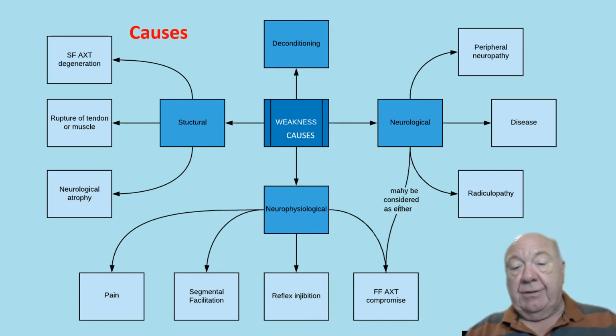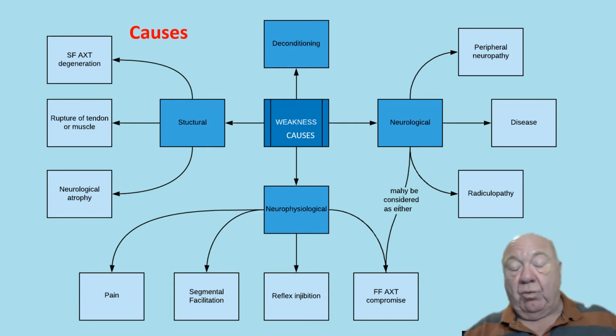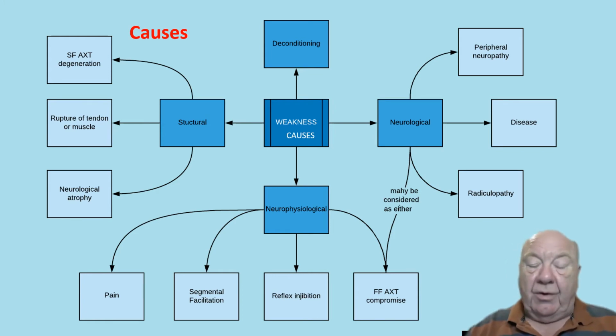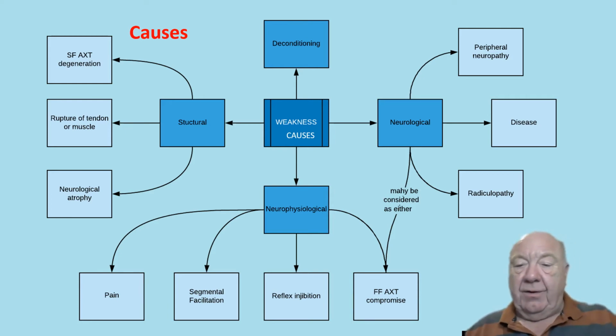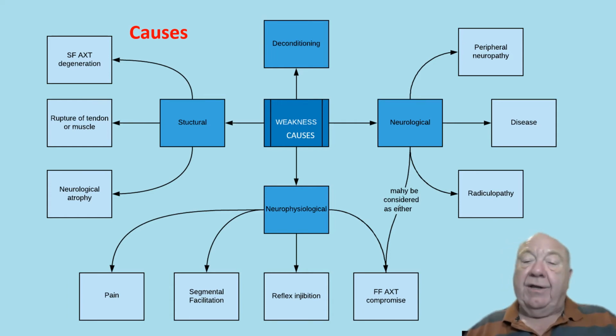Segmental facilitation will produce weakness because you've got incoordination now between what you want to do and what your muscle wants to do. So it's weak from that perspective. And reflex inhibition, where you've got hypotonicity in the muscle and it's reflexively weakened as well. And then, of course, fast flow AXT, where you lose neurotransmitter substances to the synapse and you're going to get very rapidly fatiguing weakness. In fact, it wouldn't surprise me if the fatigability that you see with radiculopathy is purely this axoplasmic flow compromise causing it.